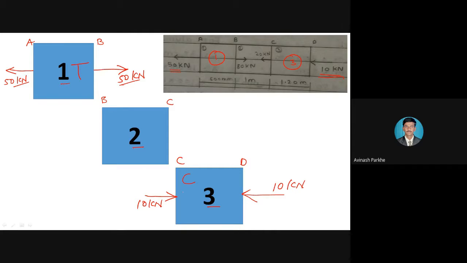Then what I have done, this same force I have applied to its opposite side, having the same magnitude but the direction is opposite. And according to these two directions on section number 3, this section 3 is under compression. So this is about section number 1 and section number 2, sorry, section number 3, which is very simple.